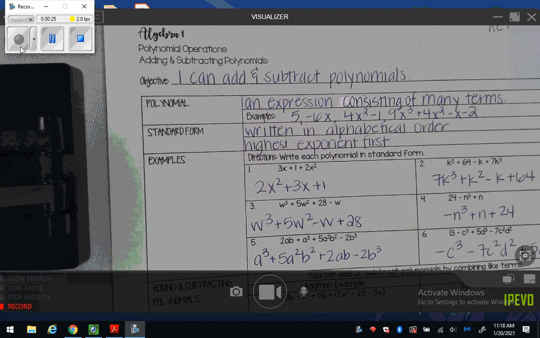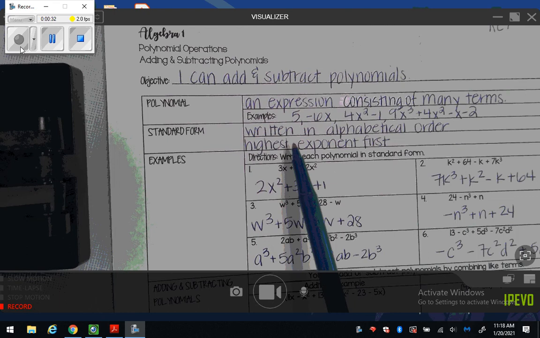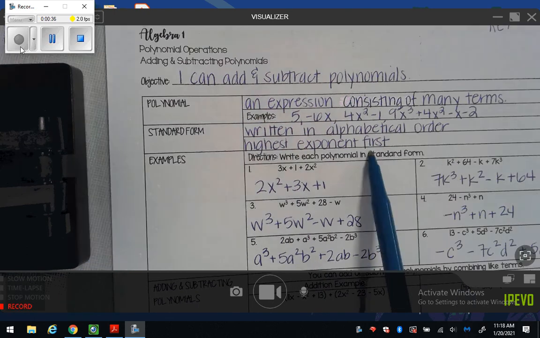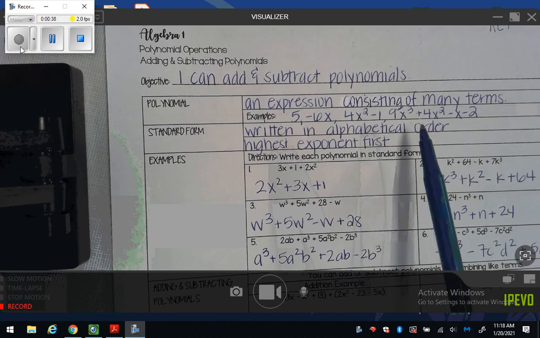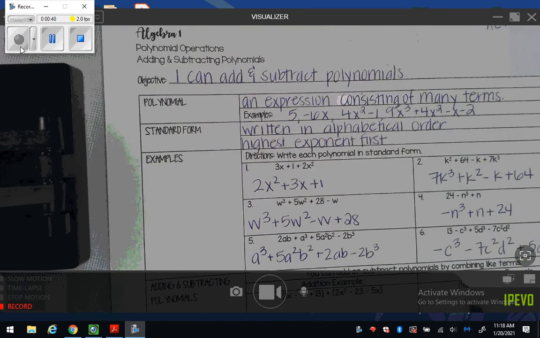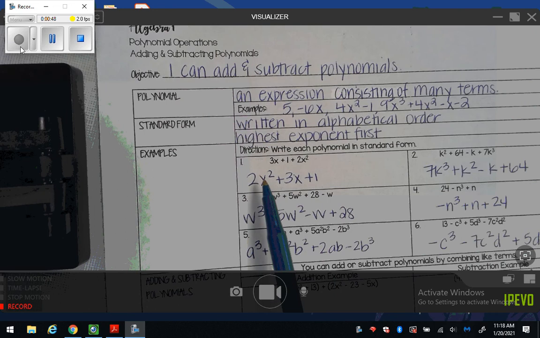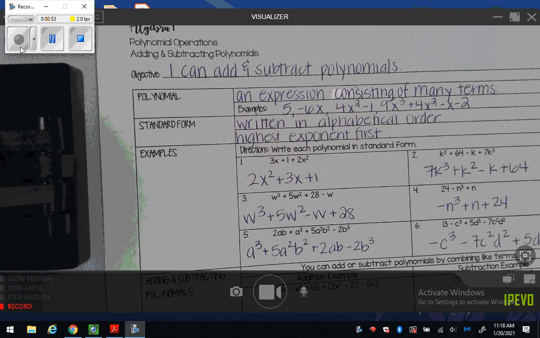Those are considered polynomials. Standard form is important when we talk about polynomials because you'll have to write it in standard form. Standard form is written in alphabetical order and the highest exponent first. So you're going to look for where the exponents are. You're going to look for the largest one that comes first. So for example, 3x plus 1 plus 2x squared. If I want this in standard form, that's squared. That's my biggest exponent, so that has to come first. Then the term with just my x goes next, and then my constant term goes last.